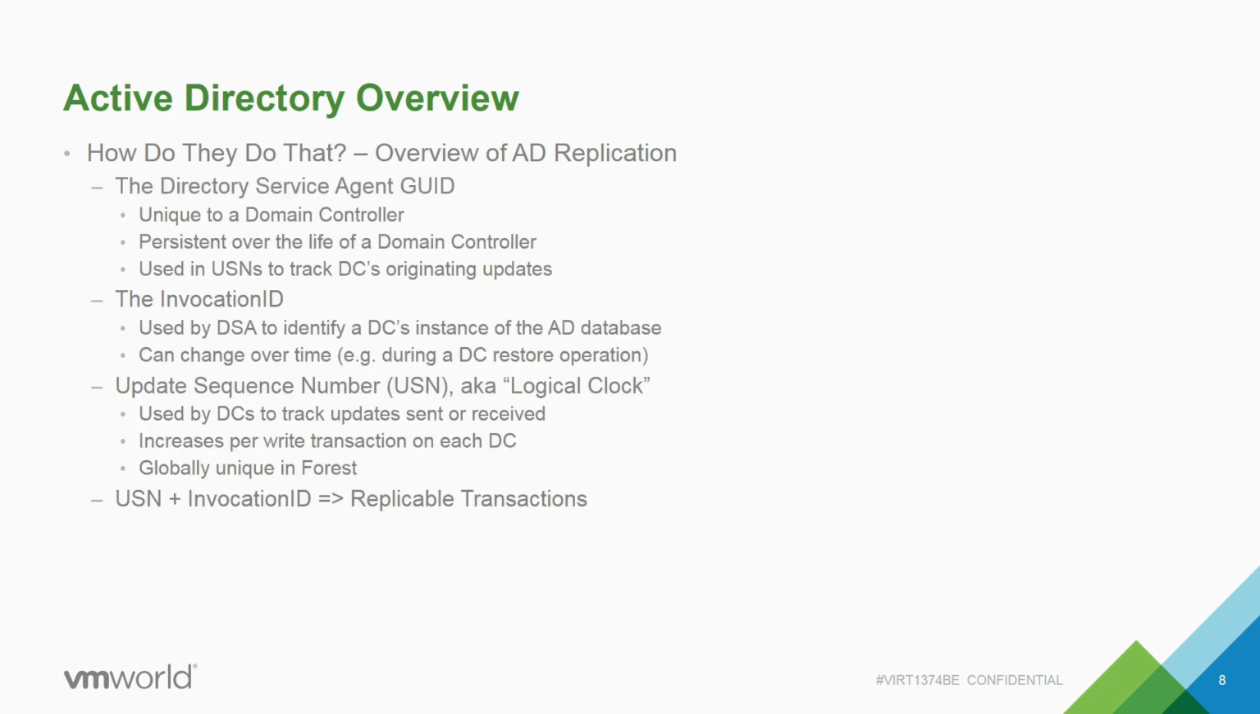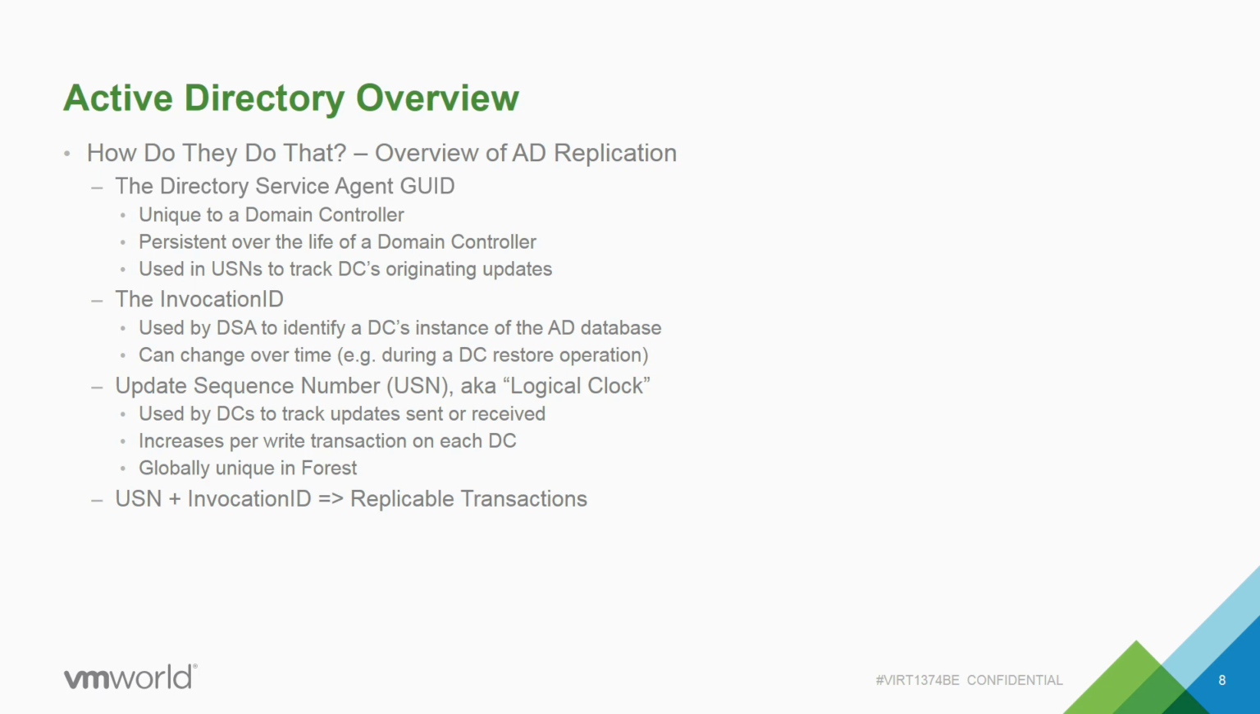All right, so we said writes can originate from any domain controller. The writes or the changes that originate from one domain controller need to make it to the next domain controller. How do they do that? There are multiple ways to do that. These are the guiding principles.